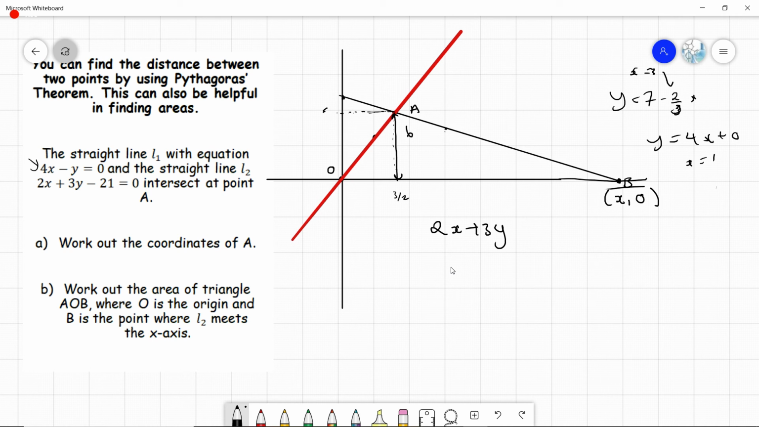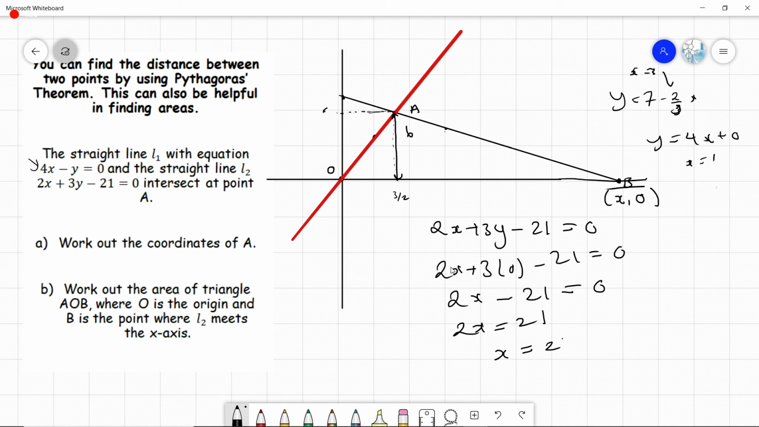So we look at the original equation, 2x plus 3y minus 21 equal to 0, and if we place 0 for the y, we get 2x plus 3 lots of 0 minus 21 equal to 0. Therefore, 2x will be equal to 21. So x is 21 over 2. And that is the value of x here, which also translates to the length from O to B being 21 over 2.